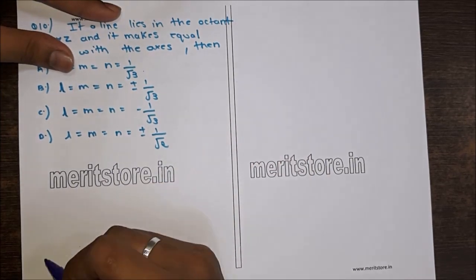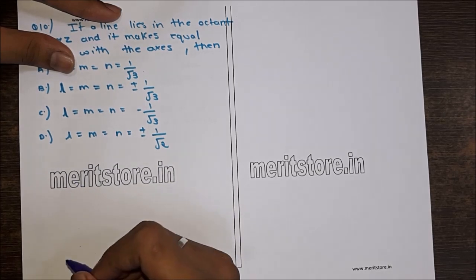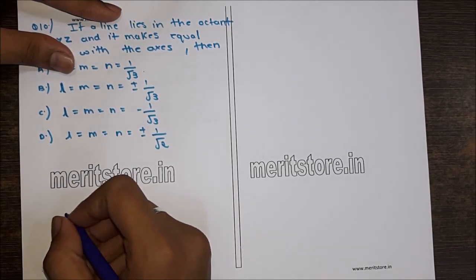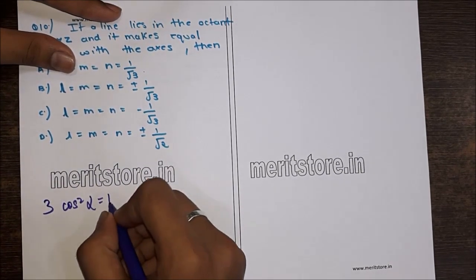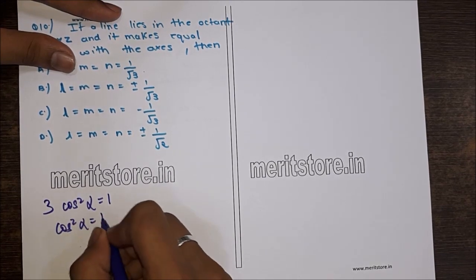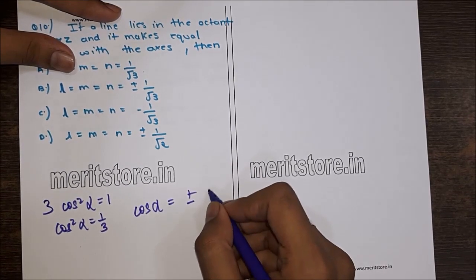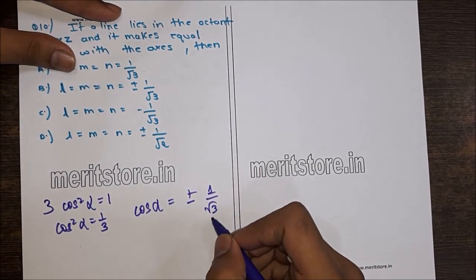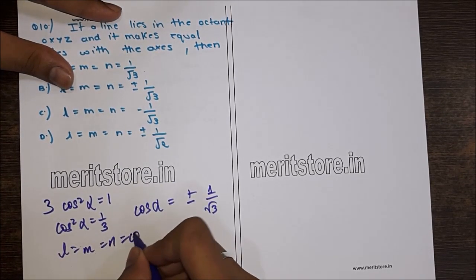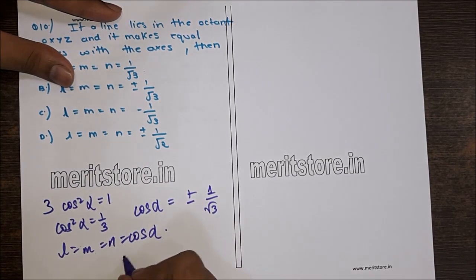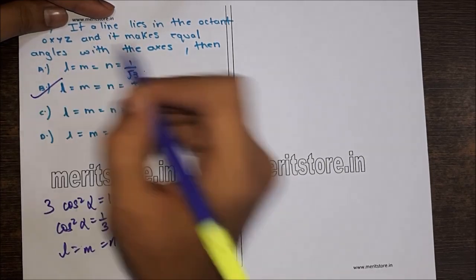Now we know that alpha is equal to beta is equal to gamma, and cos square alpha plus cos square beta plus cos square gamma is equal to 1. So here we will get 3 cos square alpha is equal to 1. Therefore cos square alpha would be 1 by 3 and cos alpha would be plus minus 1 by root 3, right? So now we know that L is equal to M is equal to N is equal to cos alpha, which is equal to plus minus 1 by root 3. So our correct answer is option B.